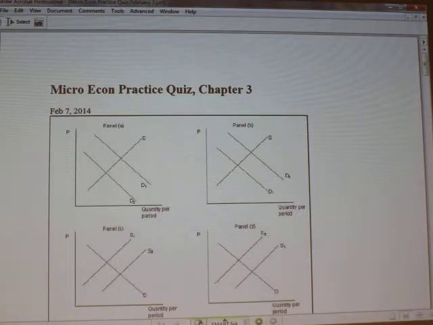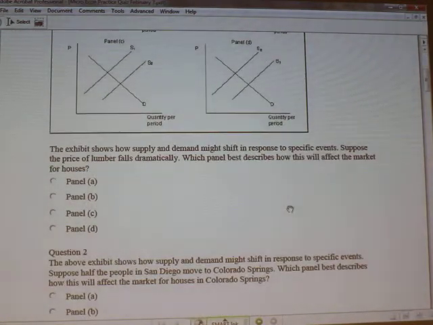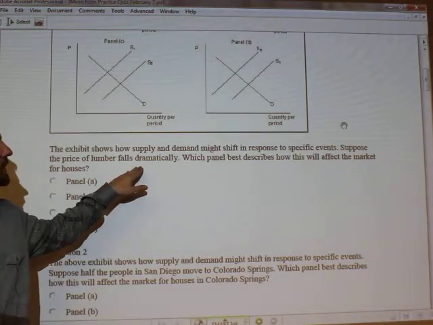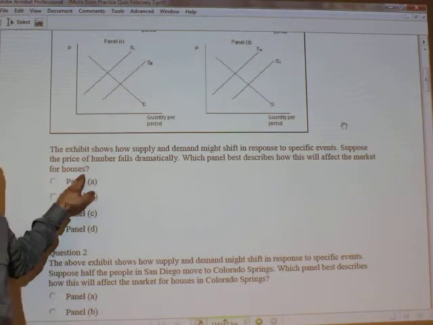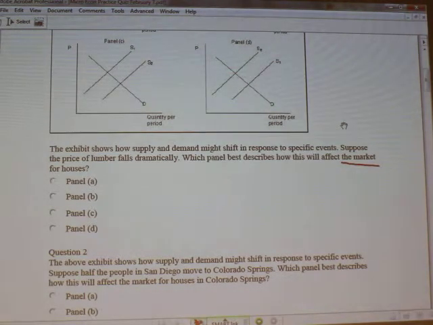All right, so this first question is the following. The exhibit shows how supply and demand might shift in response to specific events. Like here's the event. Suppose the price of lumber falls dramatically. Which panel best describes how this will affect the market for houses? So there's two things to note here. One is, what market are we talking about? Well, we're talking about the market for houses.